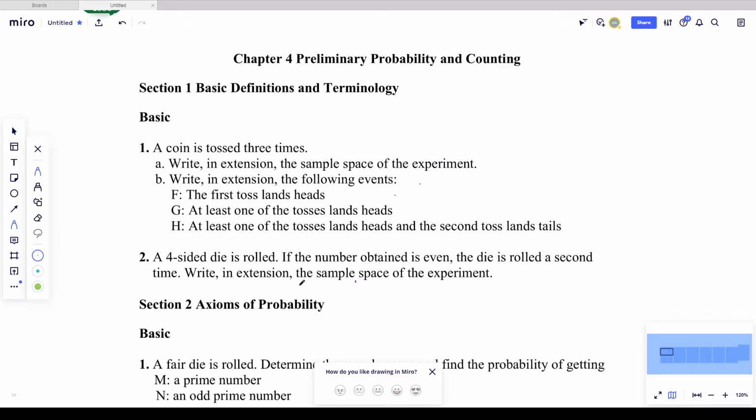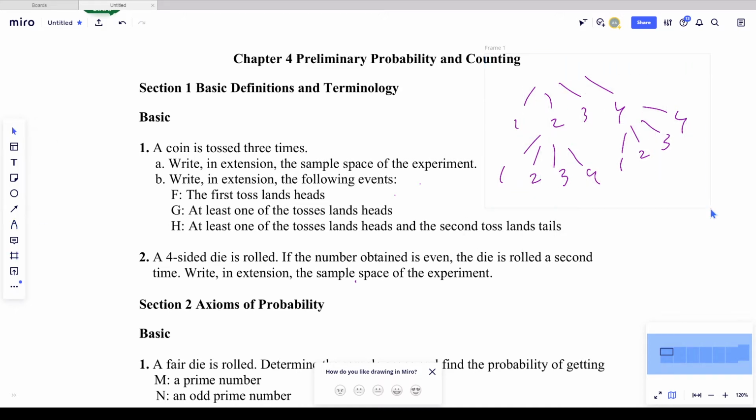A 4-sided die, and if the number is even, you roll it once again. So 1, 2, 3, 4. 2 will be rolled again. So 1, 2, 3, 4. 1, 2, 3, 4. That's your sample space. You just write out, I guess, 1, 2, 1, 2, 2, 2, 3, 2, 4, 3, 4, 1, 4, 2, 4, 3, 4, 4, and that'll be the end of the section.